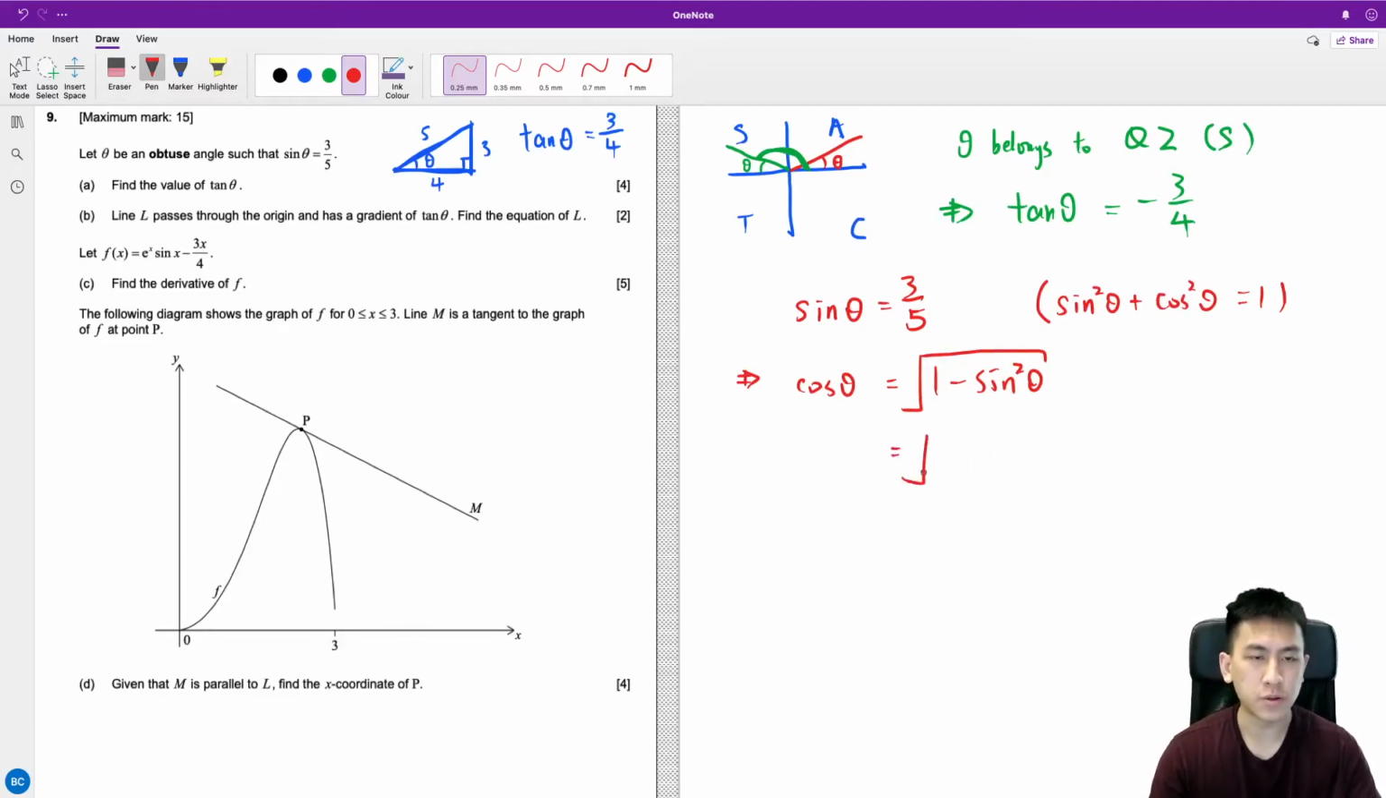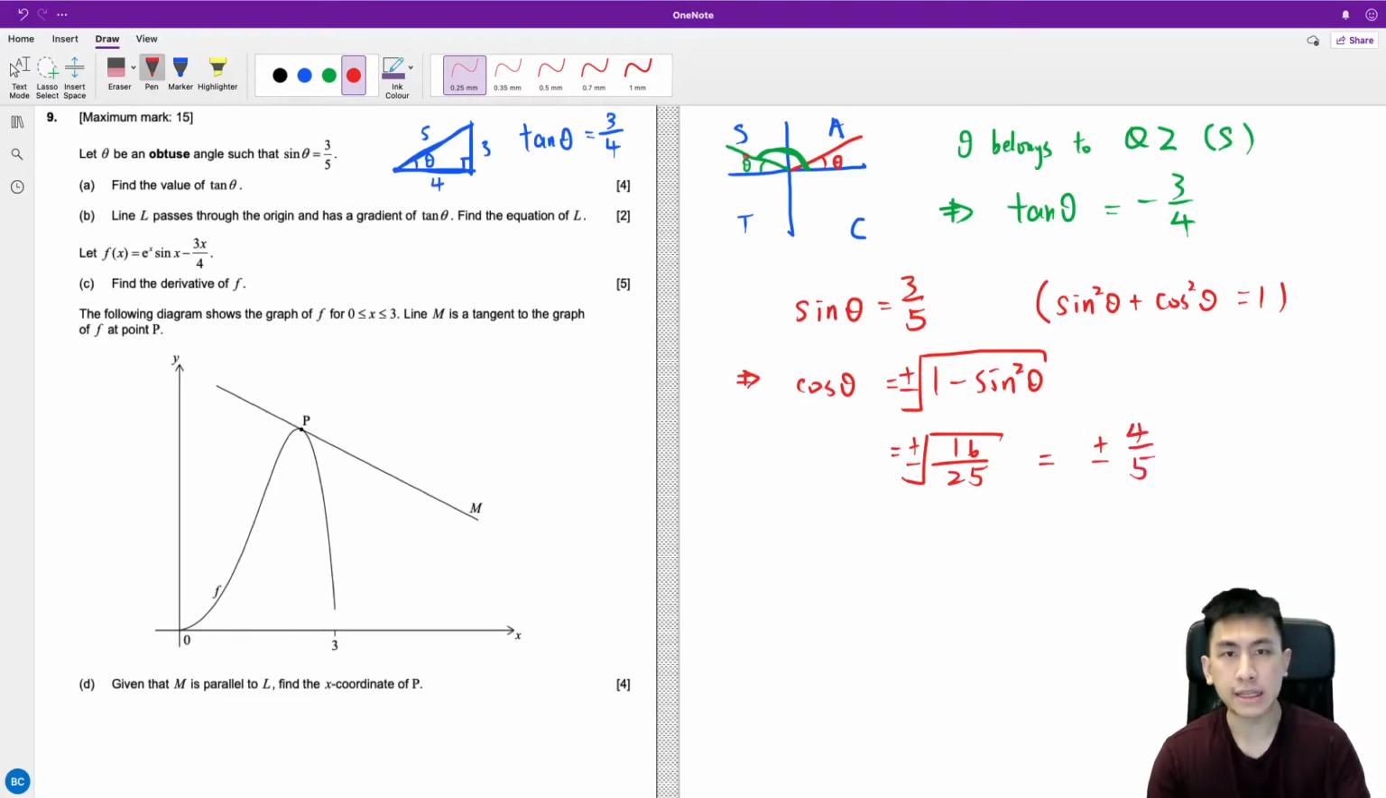Therefore, that would just be square root of 1 minus 9/25, which is 16/25. Again, I'm skipping a bit of steps here, and that would give me plus or minus. Well, actually, it gives you plus or minus here, because there could really be plus or minus. Well, of course, because of ASTC, and also when you undo a square. So therefore, there will be plus or minus 4/5. Then you think about it, it's in the second quadrant. Therefore, cosine should be negative. Therefore, since theta belongs to the second quadrant, you would actually get cosine theta equals to minus 4/5 instead.